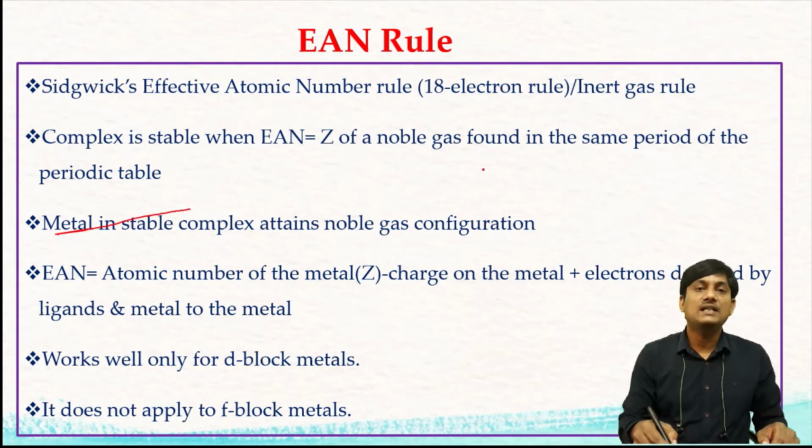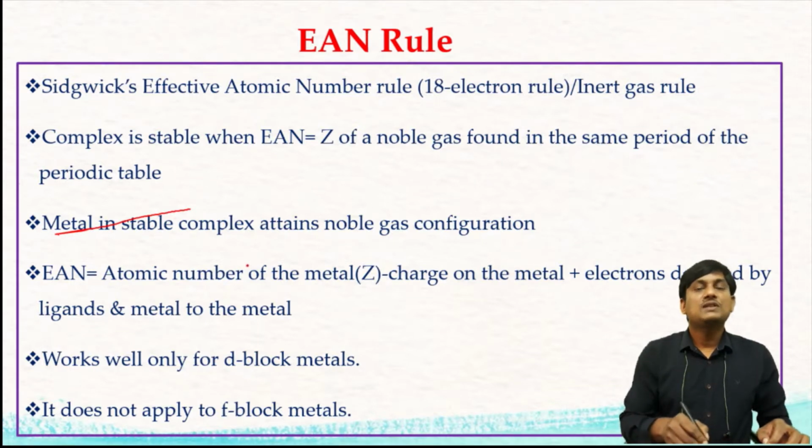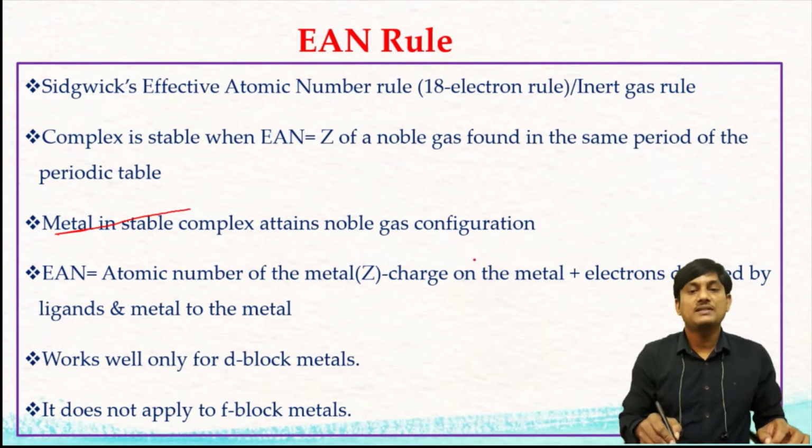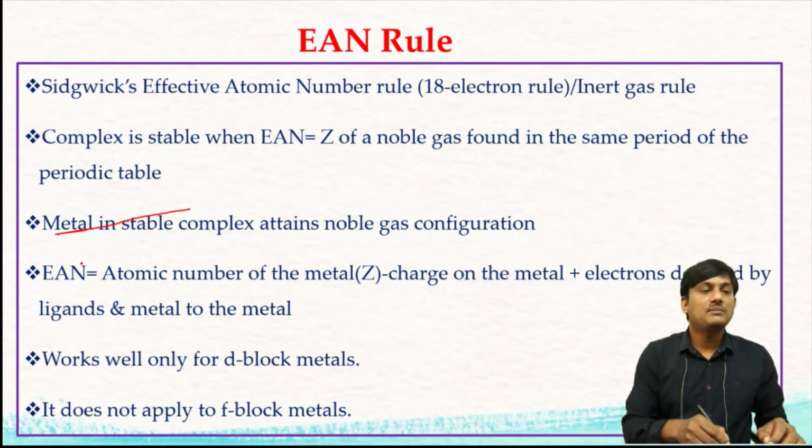Then how can we calculate the effective atomic number? The effective atomic number is the number of electrons attained by the metal in the metal complex. So, effective atomic number is equal to the atomic number of the metal minus the charge on the metal plus the electrons donated by the ligands, and also sometimes electrons due to a metal-metal bond. This is the formula of the effective atomic number rule.